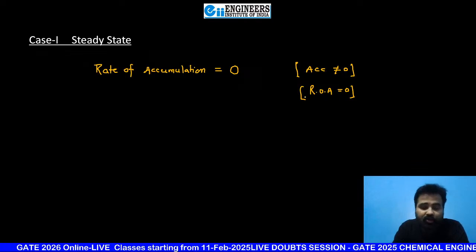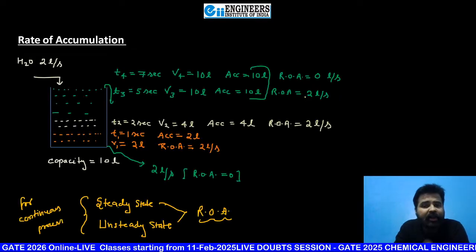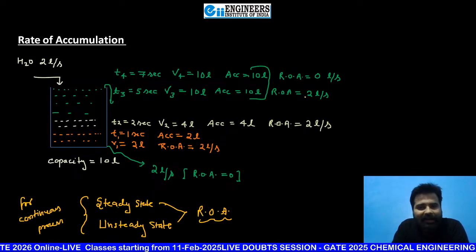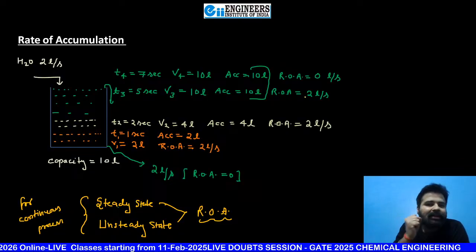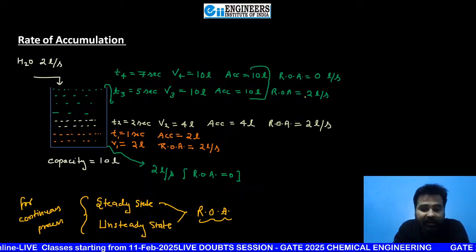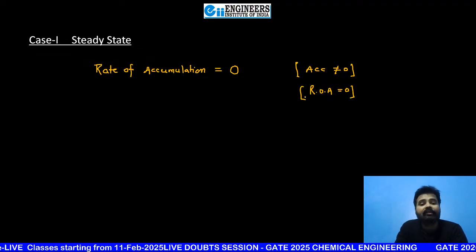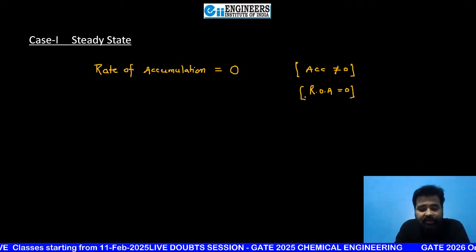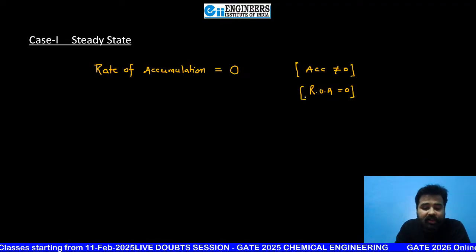Like in the previous case, you can see when the rate of accumulation was 0, at that time the accumulation was still 10 liters in your tank. So the main thing that differentiates steady state and unsteady state is the rate of accumulation.